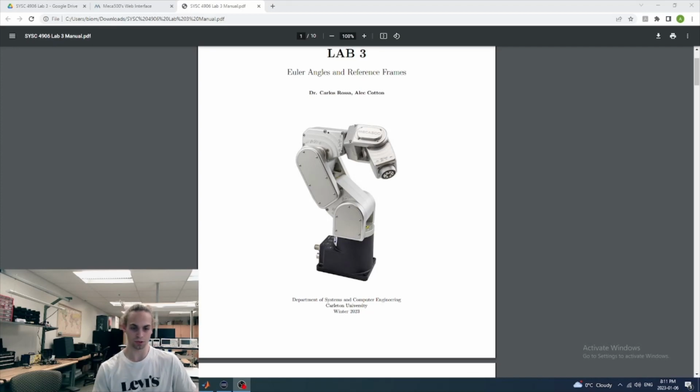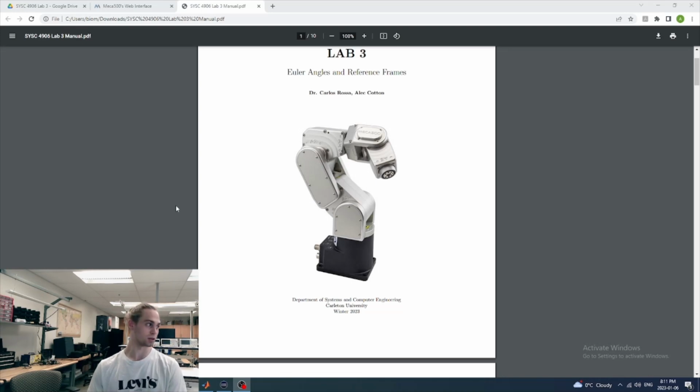All right, welcome to Surgical Robotics Lab 3. In this lab, we're going to be focusing on rotation matrices and frame transformations, and we'll do that with 3 activities. The first one, we're just going to be rotating the flange of the robot about the tool reference frame as well as the world reference frame, and we'll compare those and draw some conclusions.